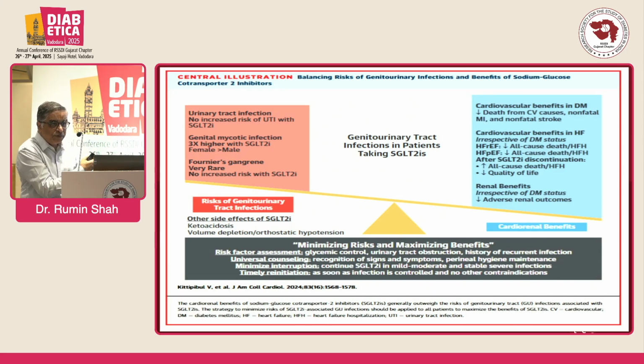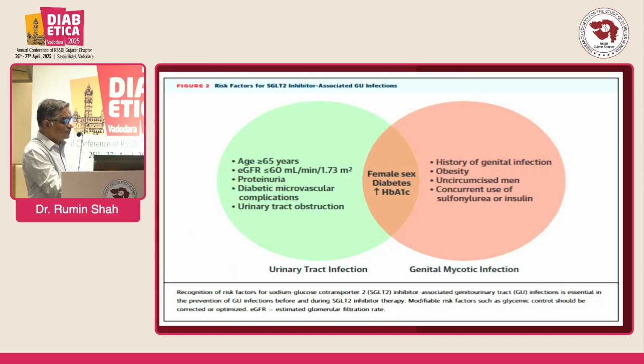But when you put the patient on SGLT2 inhibitors, there are going to be some infections, more genital mycotic infections, as well as urinary infections and Fournier's gangrene. And therefore you have to weigh these pros and cons when you treat the patient.